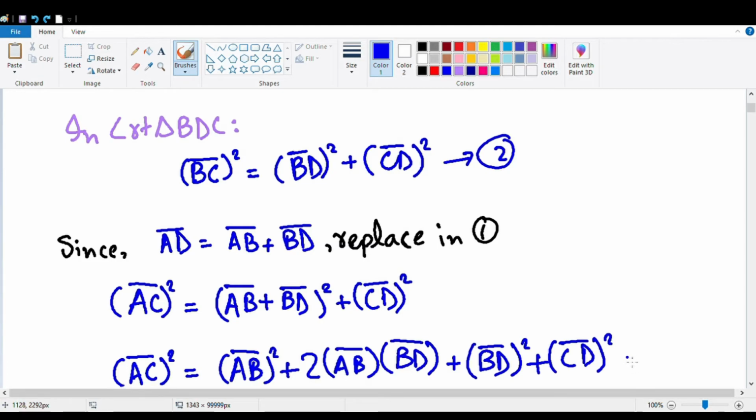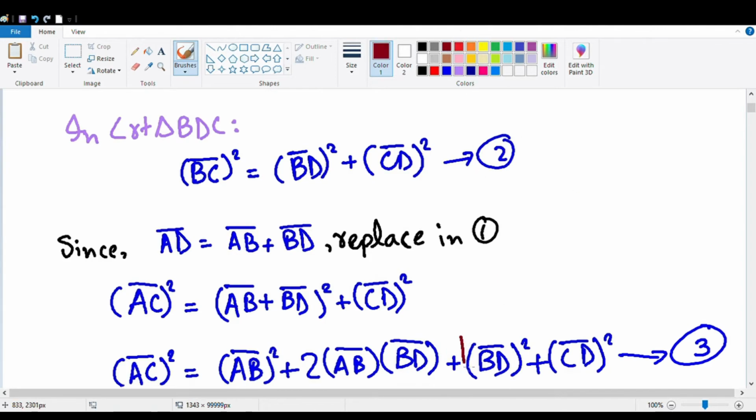Okay, so we're going to call this equation number 3, and now you can see that we haven't really used equation number 2, right? So we're going to use that now. I want you to take a good look at equation number 2. That is BC squared is equal to BD squared plus CD squared. Now when you're done, come back to equation number 3. Look at it. AC squared is equal to AB squared plus 2 into AB into BD plus BD squared plus CD squared. Do you see anything familiar? Anything common? I think you do, because I do as well.